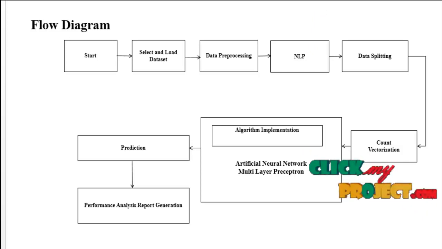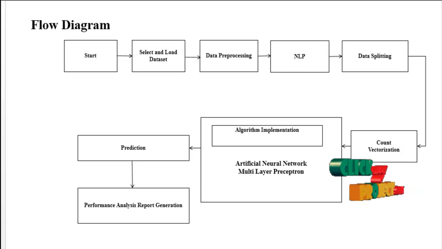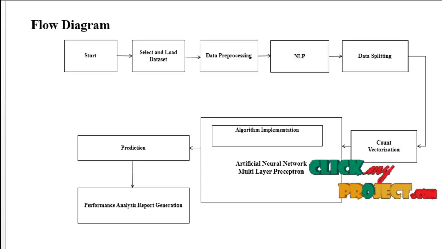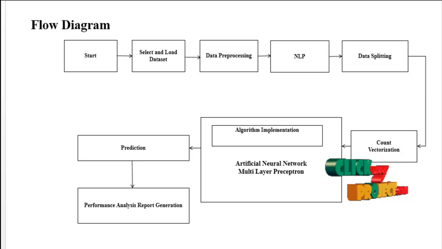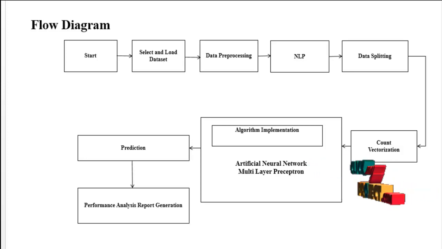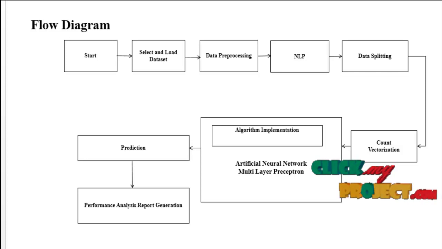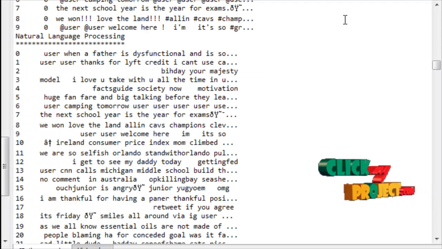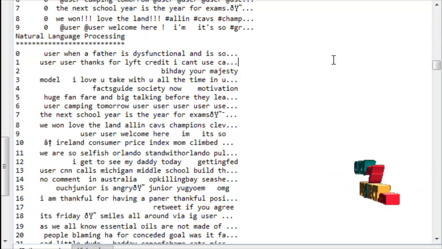Prediction. Prediction is like the text is happy, sad, neutral, to find which kind of sentiment. And result generation. Result generation is to find accuracy, precision, recall and F1 score. Okay. Next, output explanation.